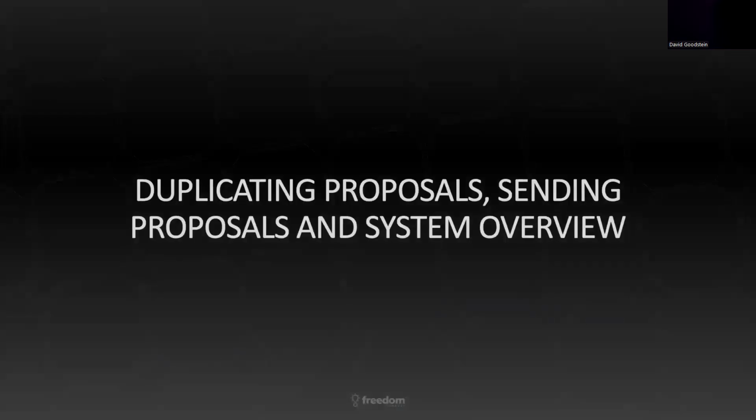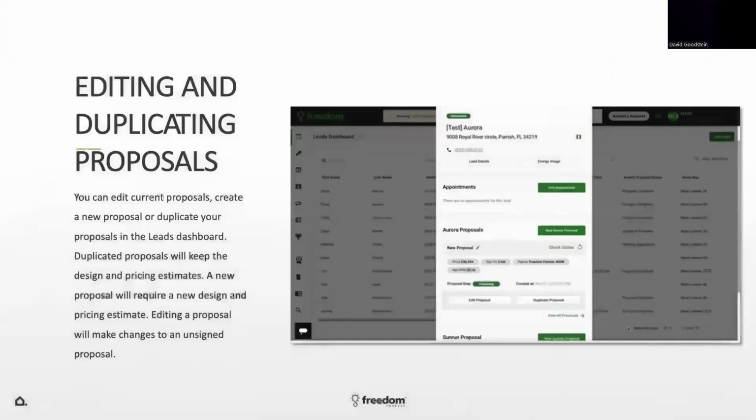So the next thing we're going to talk about is how to duplicate proposals, how to send those proposals to the homeowner, and how to view the system overview within Aurora. So if you want to edit or duplicate proposals, you'll open up the lead.